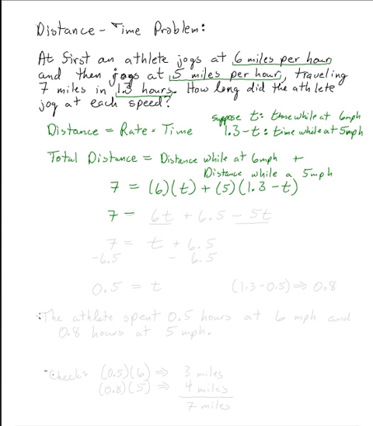So now 7 is equal to 6t, then applying the distributive property, 5 times 1.3 is 6.5, 5 times t, so minus 5t. Combining like terms on the right-hand side, 6t minus 5t is t plus 6.5. Subtracting 6.5 from both sides to isolate the variable gives us 0.5 is equal to t.